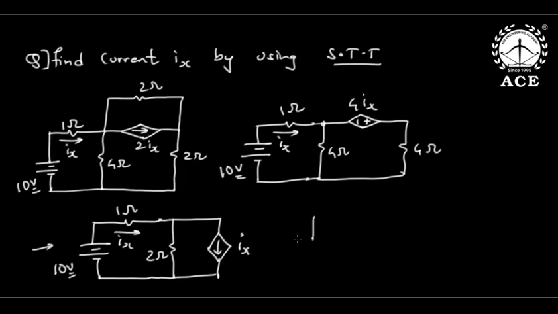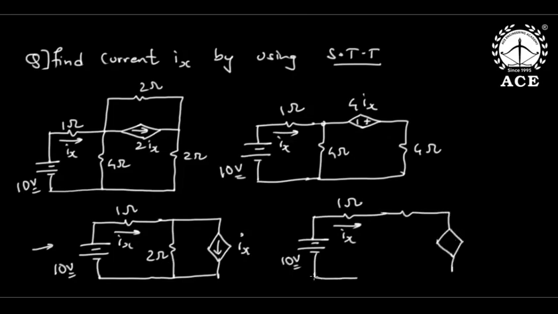Again, this side I will not disturb. This is still Ix. Now, a dependent current source in parallel can be converted into a dependent voltage source in series. So, V equals IR.